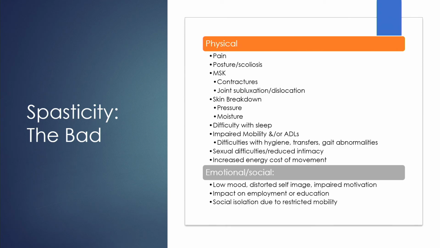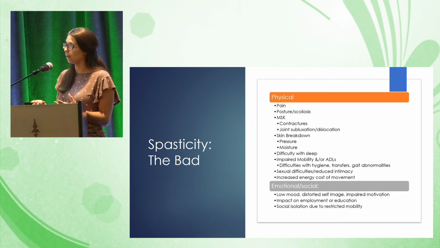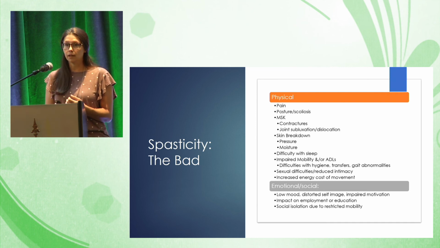So, looking at why we want to treat spasticity. There are a lot of negative effects from muscle spasticity. These are what we, as patients, caregivers, and providers, are looking at and trying to determine if they exist, and then how do we manage them. Number one, the spasms can cause pain. If there are spasms going through different joints, it can cause altered posture.